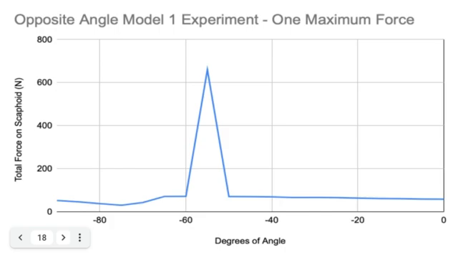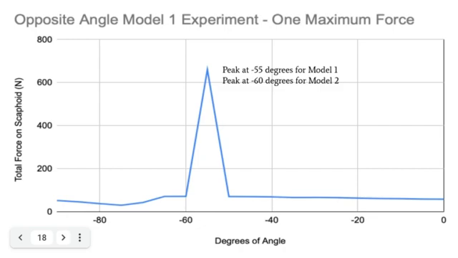The results of the opposite angle experiments also saw the one maximum force on the scaphoid generally increase to a peak angle and then generally decrease after that peak angle. For Model 1, the one maximum force increased in magnitude from negative 75 degrees up to negative 55 degrees and then decreased in magnitude from negative 55 degrees back down to negative 0 degrees. The maximum force peak for Model 1 was negative 55 degrees.